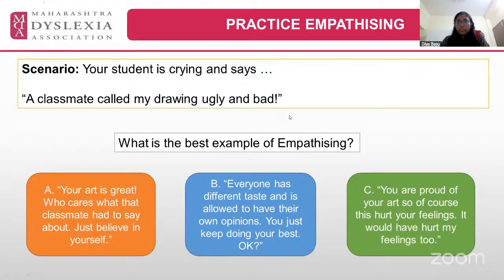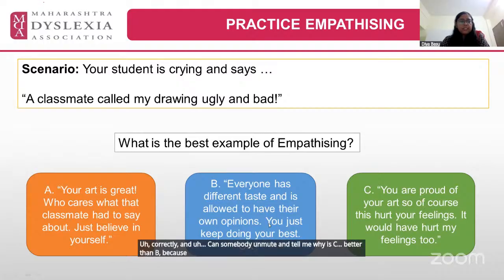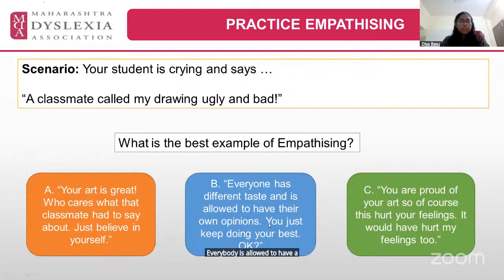All right. So most of you, I can see 67% of you have selected C correctly. And can somebody unmute and tell me why is C better than B? Because B is also quite a valid response, isn't it? Everybody is allowed to have a different taste and opinion, and we cannot expect everybody to agree with my opinion. Or why is A not a good idea? Believe in yourself is a good statement. So why C?